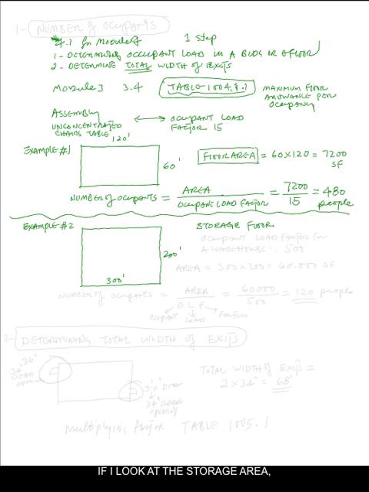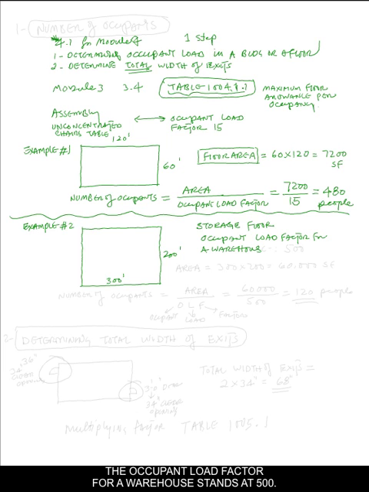If I look at the storage area, there is one on top of the table that says accessory storage area, mechanical equipment. This is not the one, but at the bottom it says warehouse. So the occupant load factor for a warehouse stands at 500. We want to find out the number of occupants. First, the area is 300 by 200. That gives us 60,000 square feet.